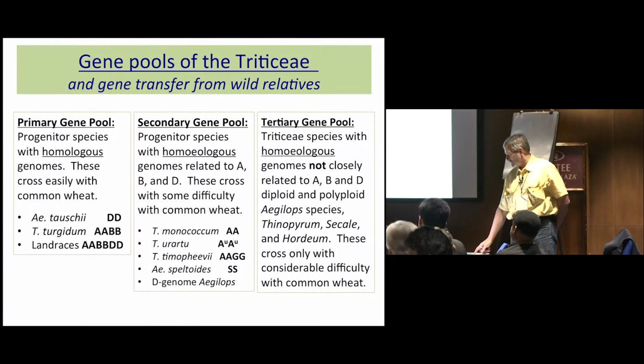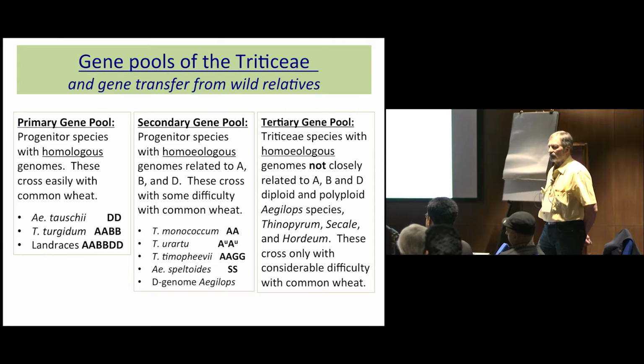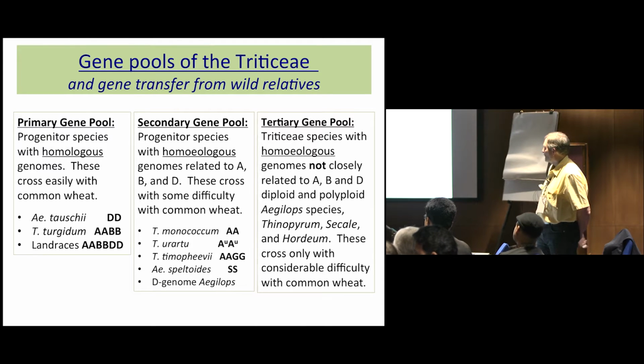The gene pools of the Triticeae and the gene transfer from wild relatives. You'll recall that when UG99 was discovered, in the years that followed we determined that the number of genes available to the community that were resistant to UG99, which is TTKSK, was rather small, so we had to start looking for genes wherever we could find them. The easiest place to find them is in the primary gene pool.